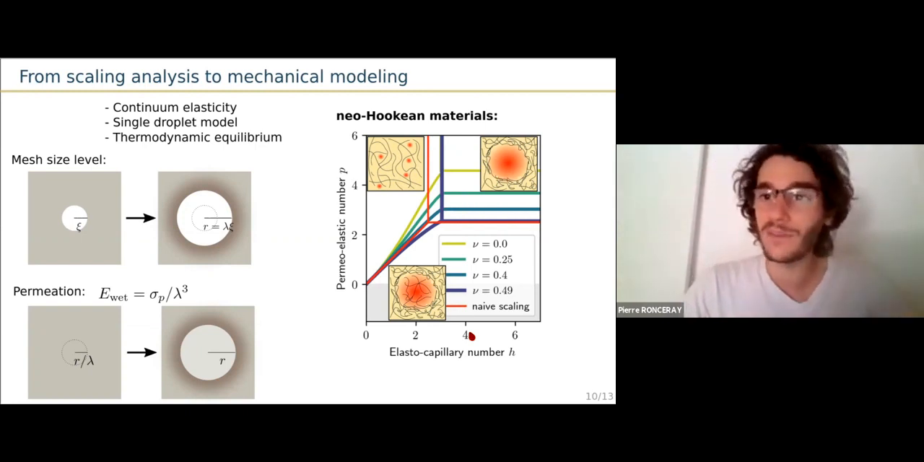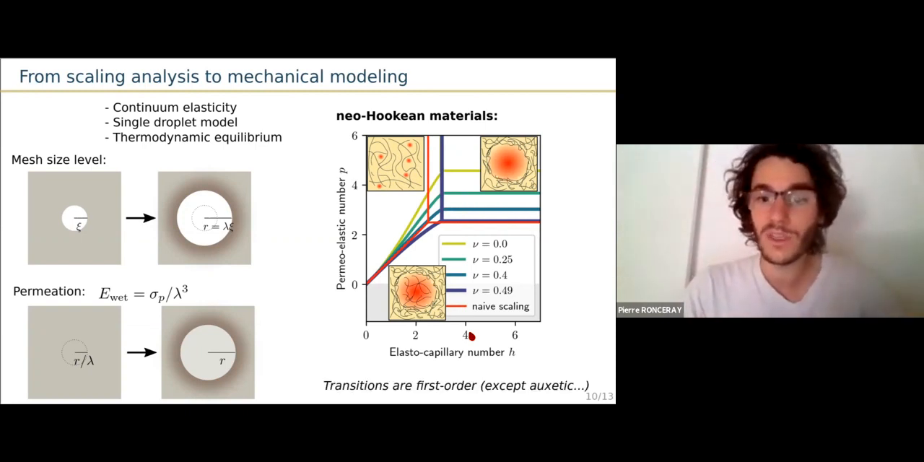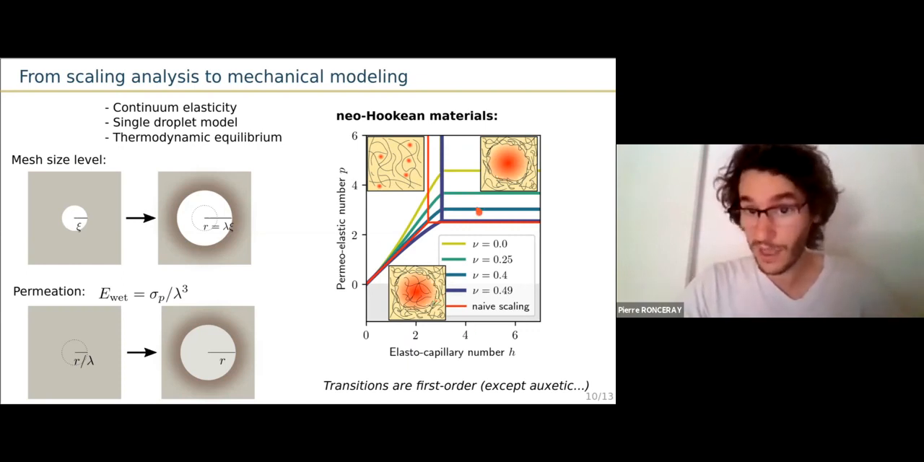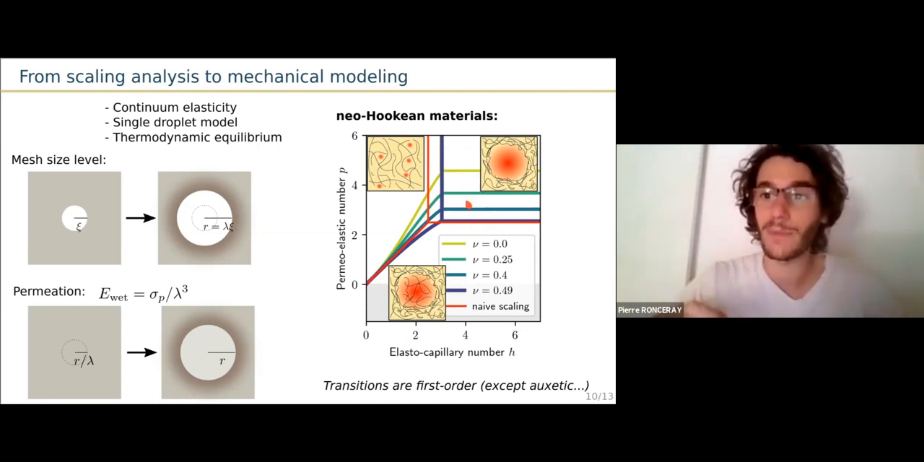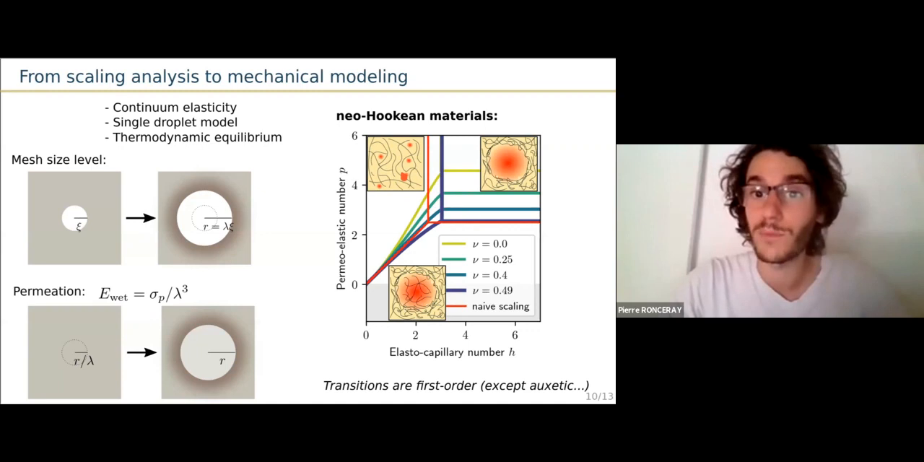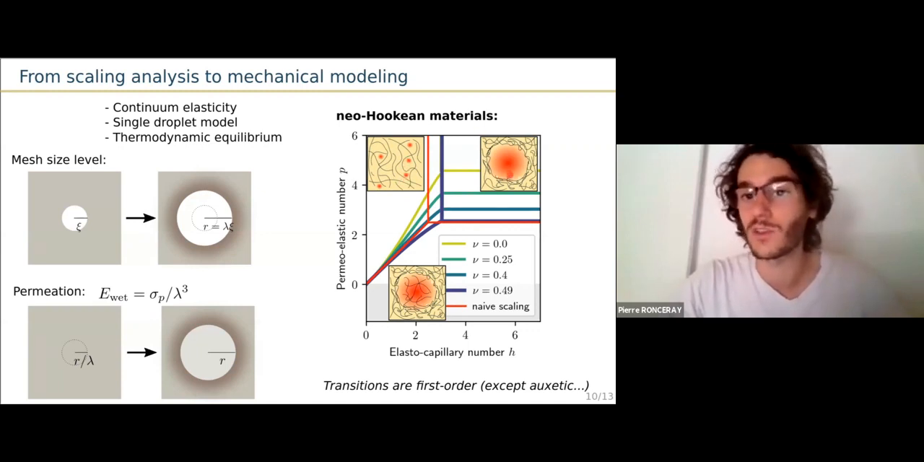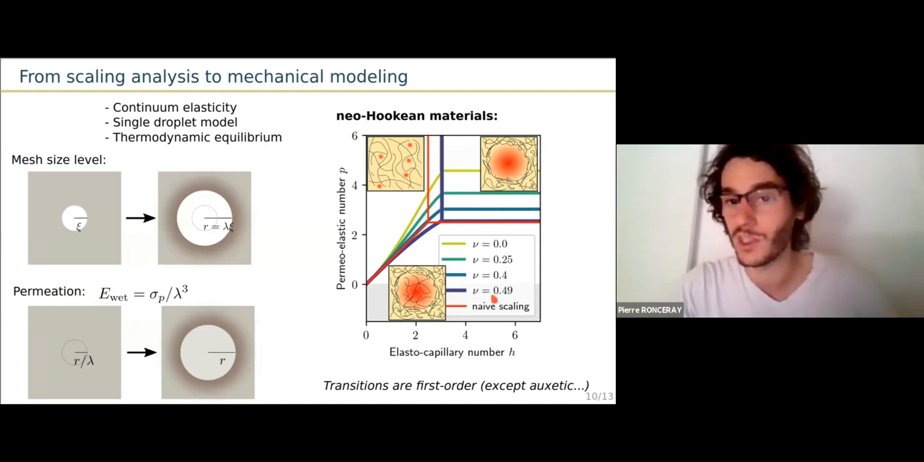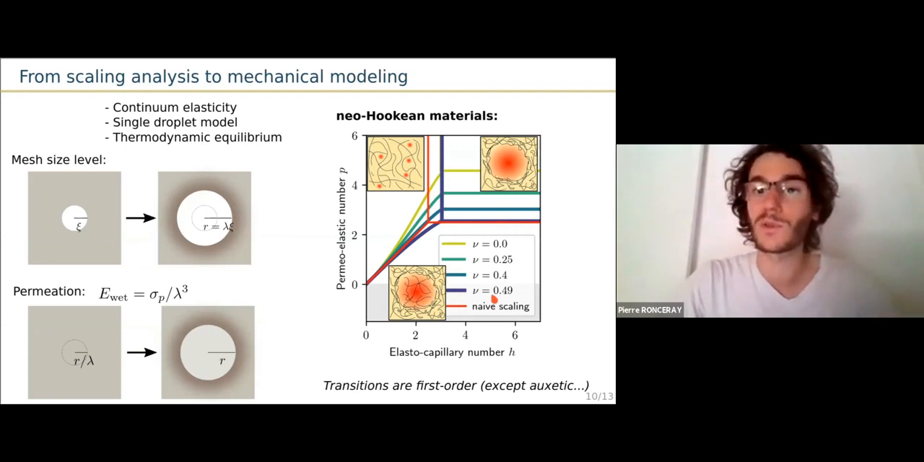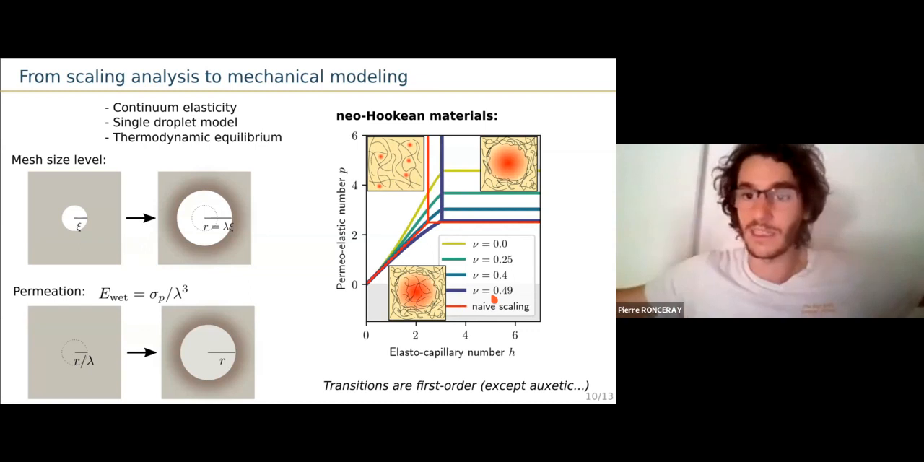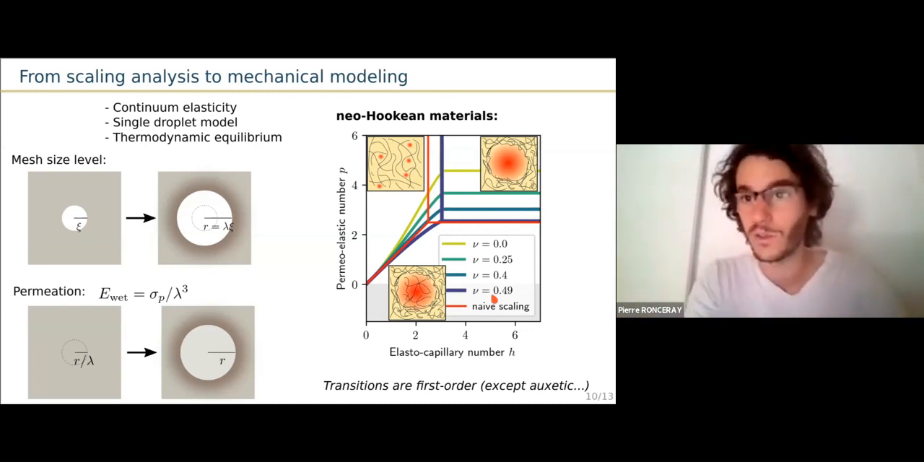So the main added value of these long calculations is the fact that we can also quantify the order of the transitions. All of these are first order transitions, meaning that if you change the parameters, you have a discontinuous jump from microdroplets to cavitation or from cavitation to permeation. You do not observe the size of the microdroplets diverging, for instance. They jump. Either you're confined or you're cavitated.